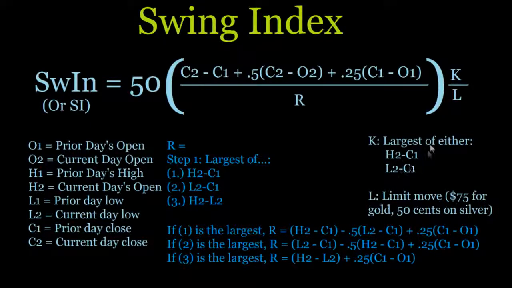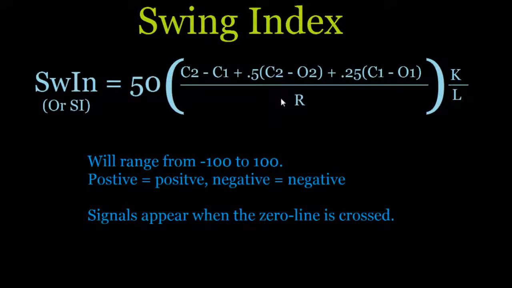Then K is the largest of either the high of today minus the close of yesterday, or the low of today minus the close of yesterday, whichever is the largest. And finally, the output is going to range from negative 100 to 100. If it's positive, that's a positive signal. If it's negative, the signal is negative. And the actual change in signal appears when the 0 line is crossed, so either from negative to positive, and so on. So that's what it is.